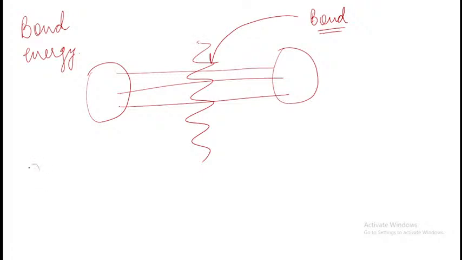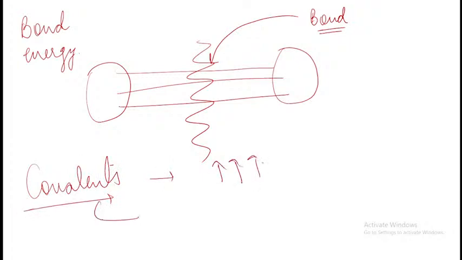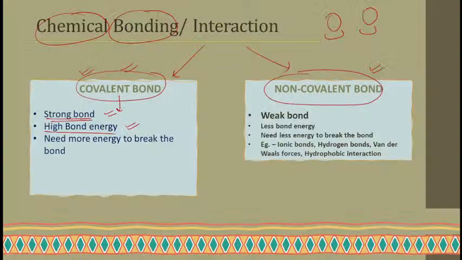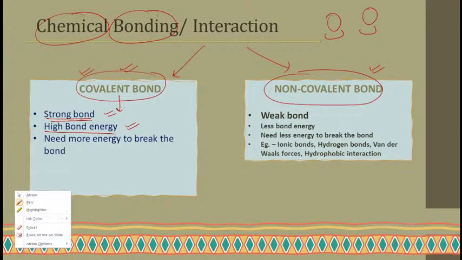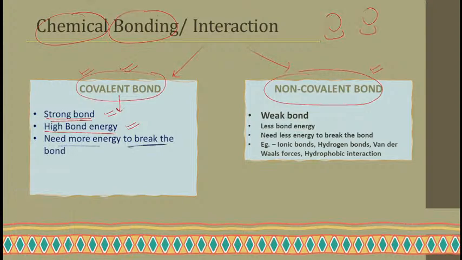And when you look into the covalent bonds, they are the ones that require the maximum energy. Why? Because they are the strongest bonds, as we have just understood. These covalent bonds are very strong, and they require more energy to break the bond, right?